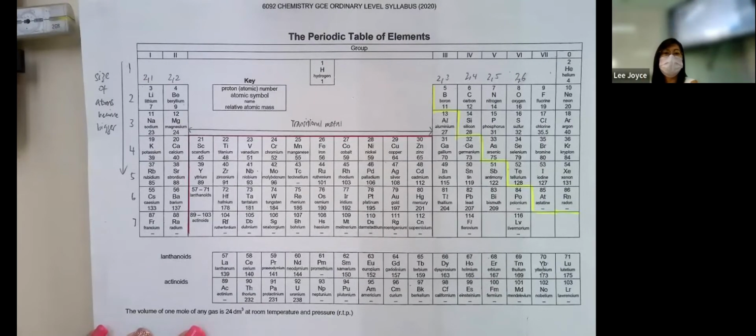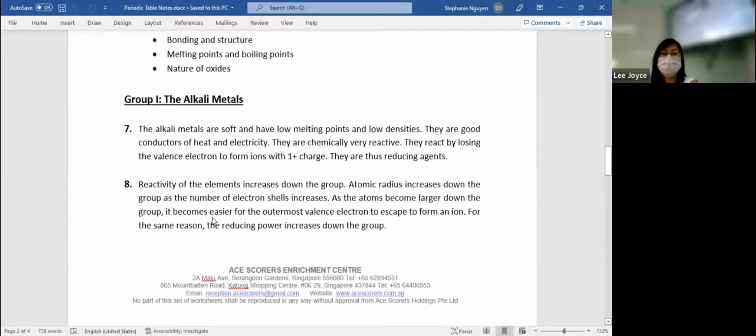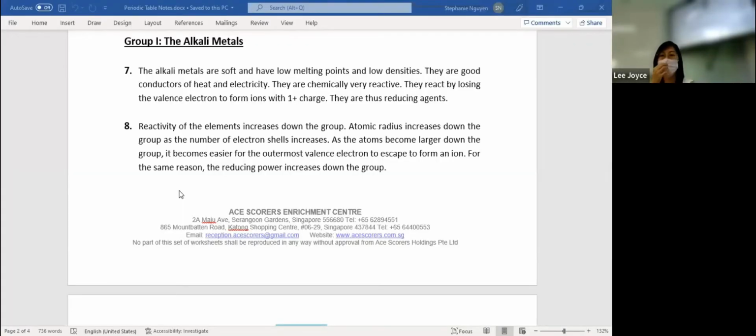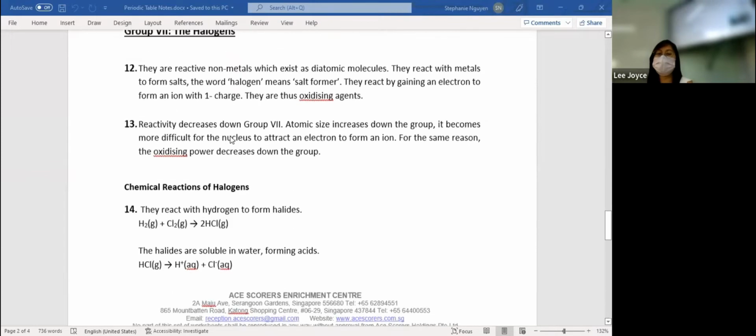Let me go back to the notes. Since we have talked about the metals already, let's talk about group 1. To answer Kilian's question, this topic is divided into two parts. The first part is on the group 1 metals. The second part is the halogens.